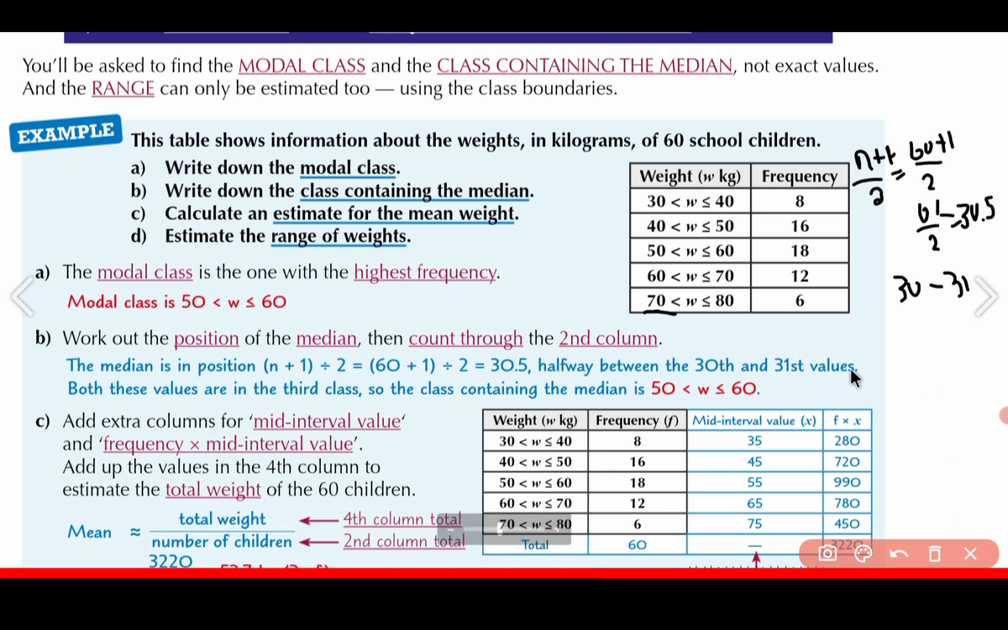So now, you can look at the classes without even doing this. This one and this one, this one and this one, this is the middle class. Okay, so you can find the position for the sake of showing your work, but you can see this one is the one which is in the middle. So write down the modal class. It's the same one, it has the highest frequency. So that will be 50 less than or equal to 60. And this is the same for the median.